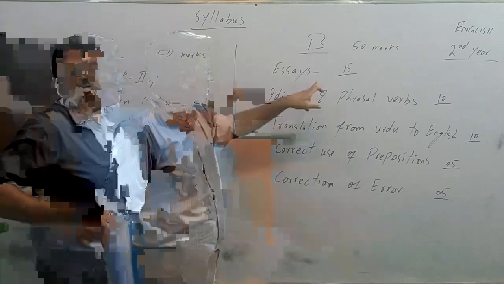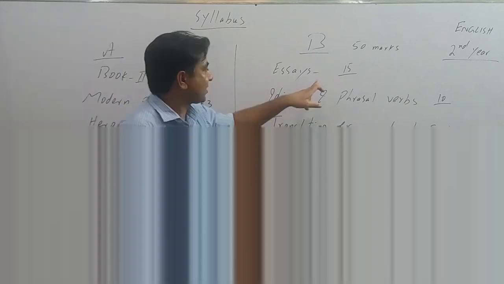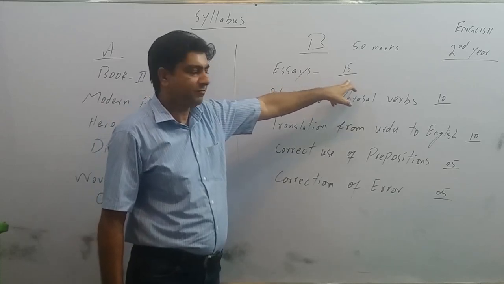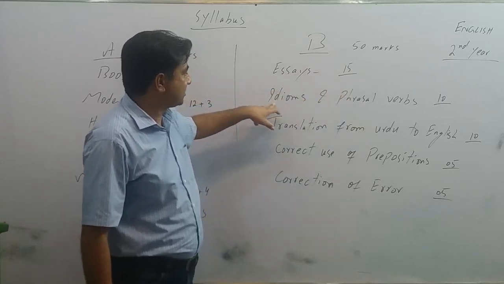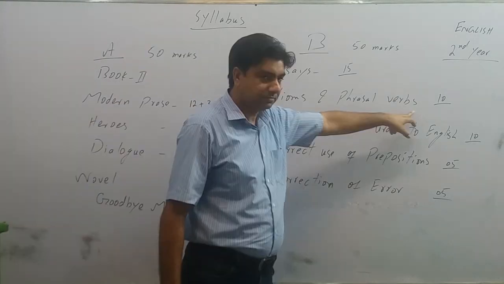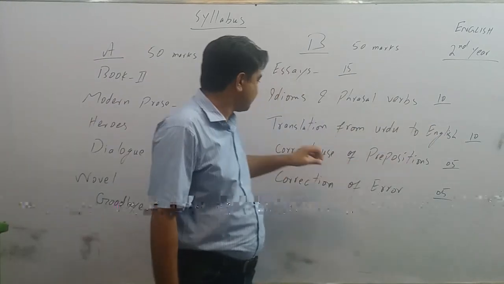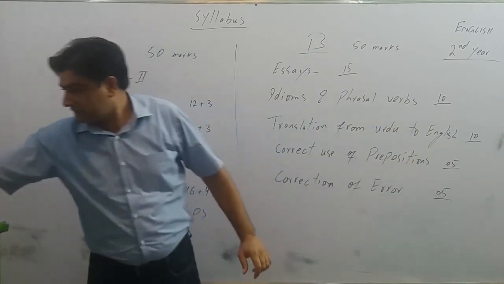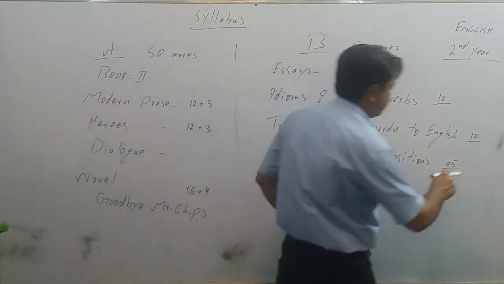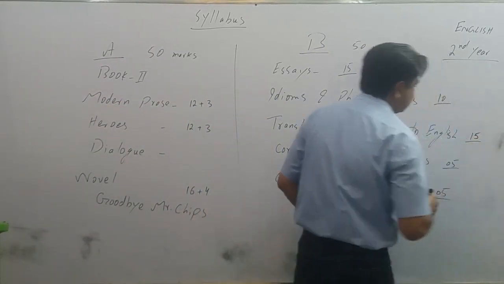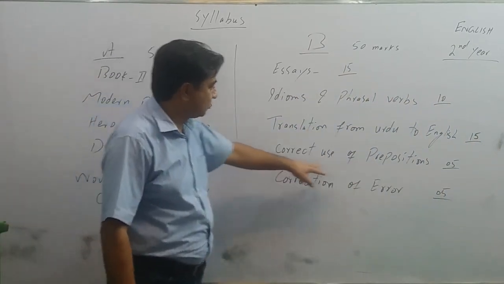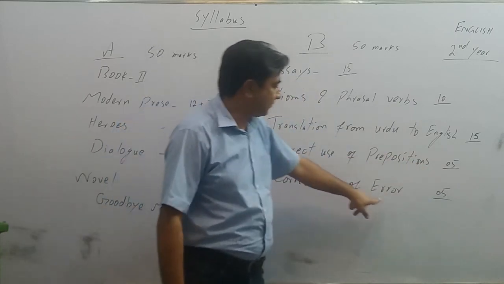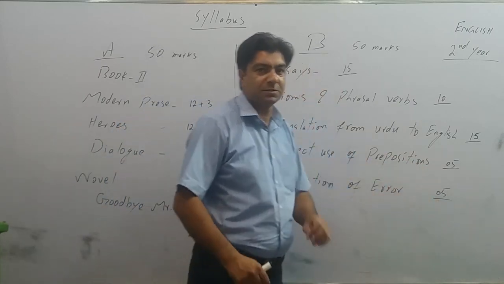Paper B, an essay. It would give you 15 marks. Second question is of 10 marks. Then is translation from Urdu to English. Sorry, I wrote here 10. Actually, it is of 15 marks. Correct use of prepositions, that is of 5 marks. And lastly, correction of errors, that is also of 5 marks.